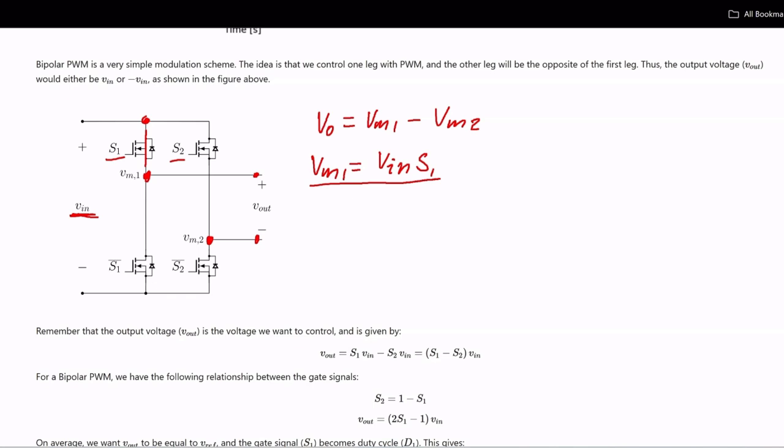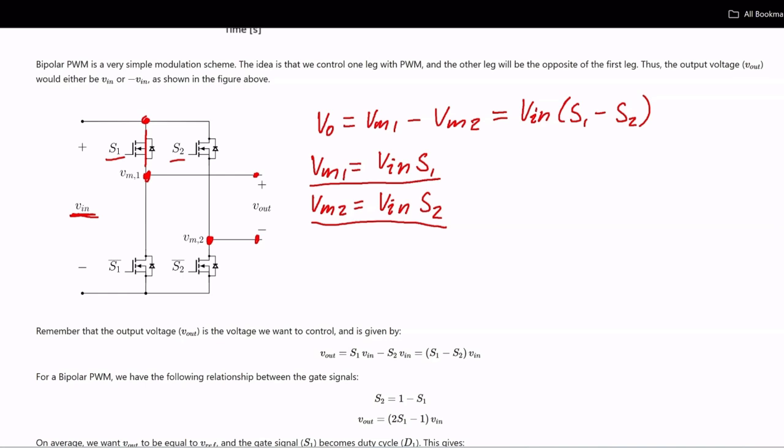And then we can do the same for VM2. So VM2 equals Vn, multiplied by S2. So we can insert these two equations into the output voltage. And then we get Vn, so I will just factorize out Vn. So we have Vn times S1 minus S2. So that is a very basic equation for the output voltage. Now, if you want a more detailed understanding on how the full bridge inverter works, watch my other video on that.